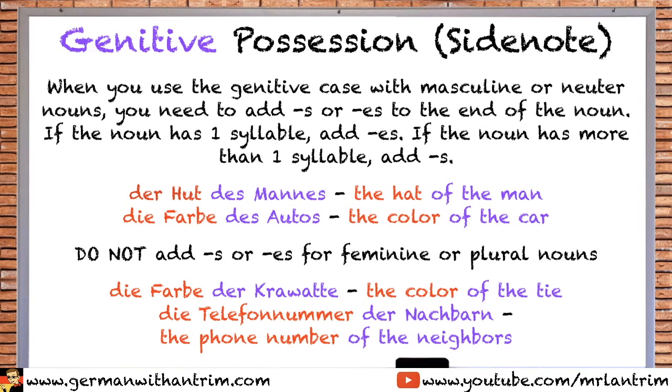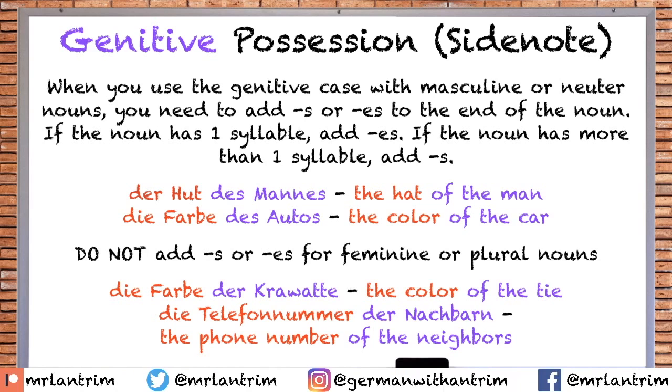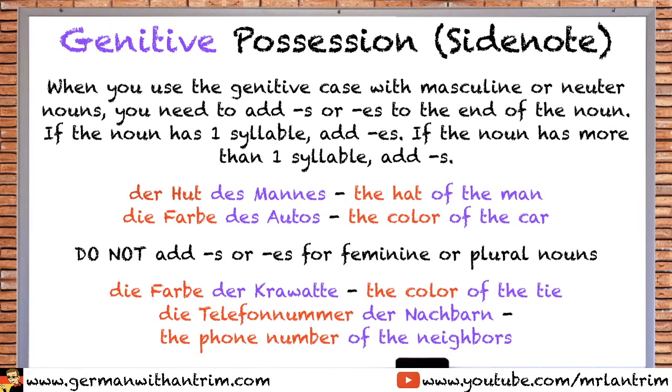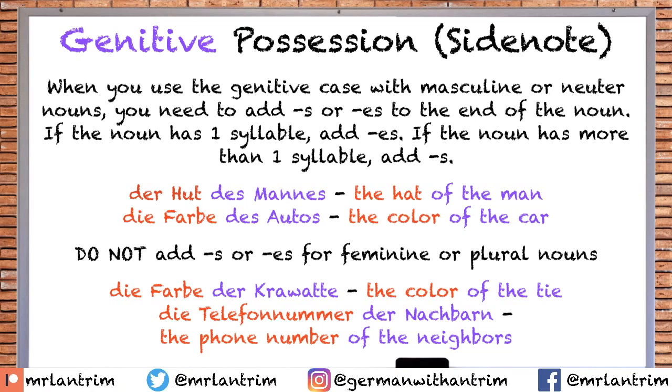So, for instance, we have die Farbe der Krawatte. Krawatte is a feminine noun, so we use here der Krawatte for the genitive, but we don't have anything added to the end of the noun because it's feminine and they just don't do that. Die Telefonnummer der Nachbarn, the telephone number of the neighbors. This one is plural, indicated by the N at the end of Nachbar, but it is der Nachbarn, and we do not have to add anything to the end of that. Okay?